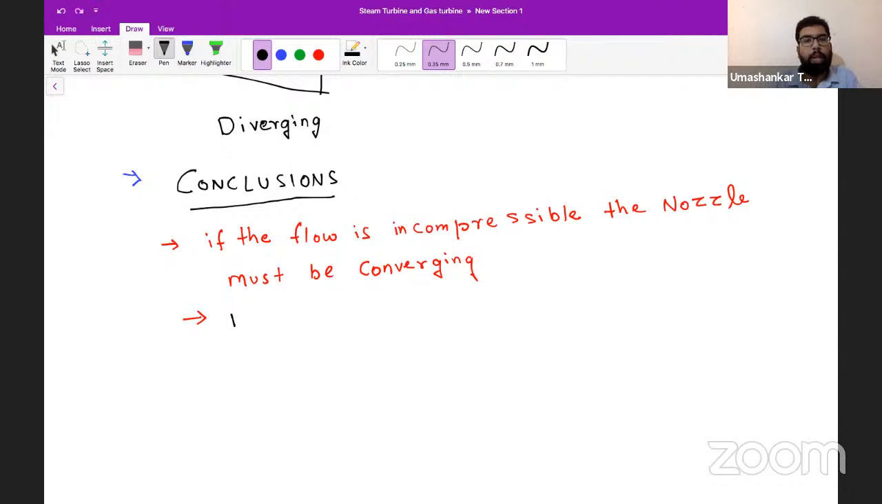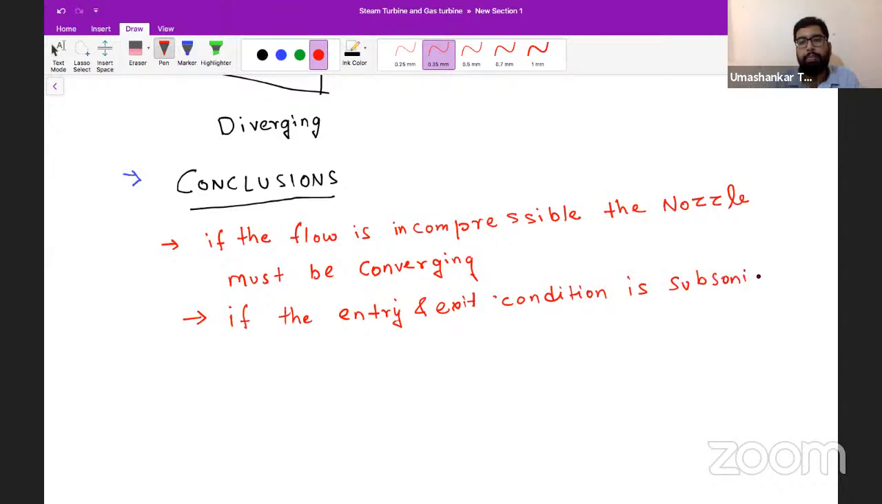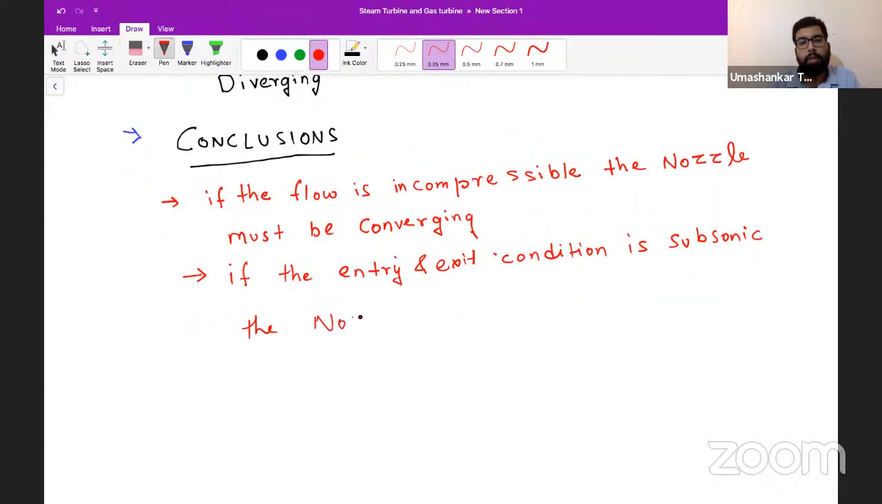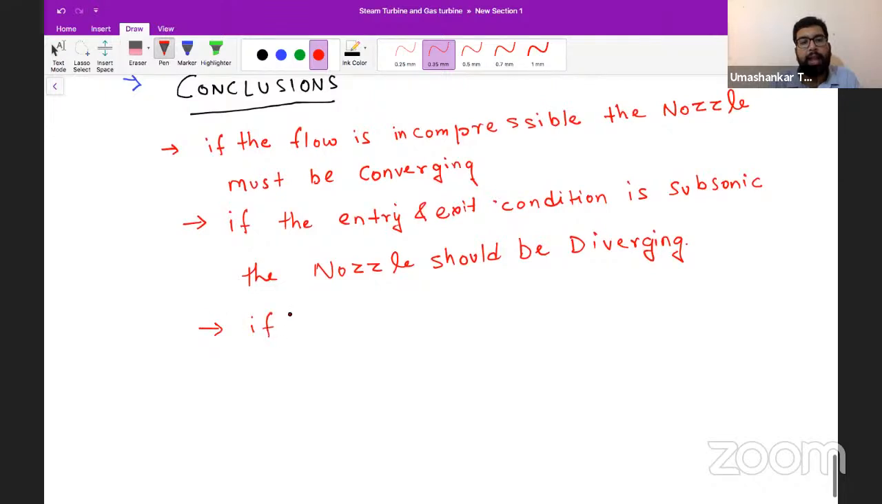Now listen, if the flow is subsonic, or we must write like this: if the entry and exit condition is subsonic, the nozzle should be diverging. The nozzle should be diverging.